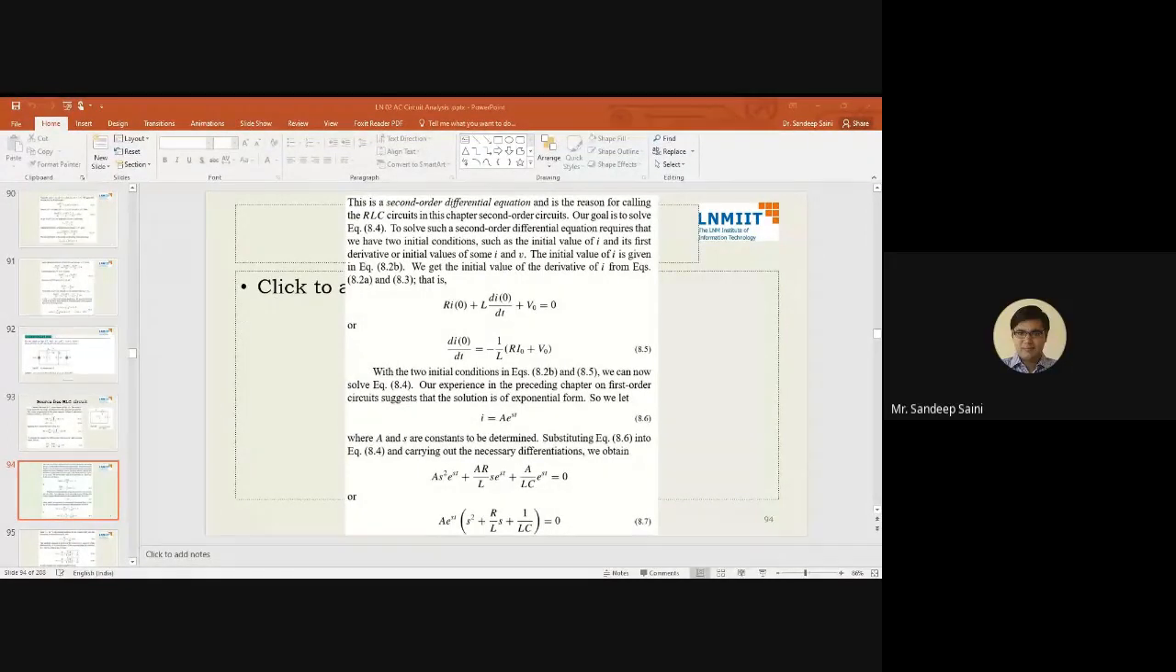So what I have done, I have taken a into e raised to power st common, and everything else is in the bracket. The product is 0. That means a into e raised to power st is not 0, so the other thing is 0. Is that fine? Yes, sir.